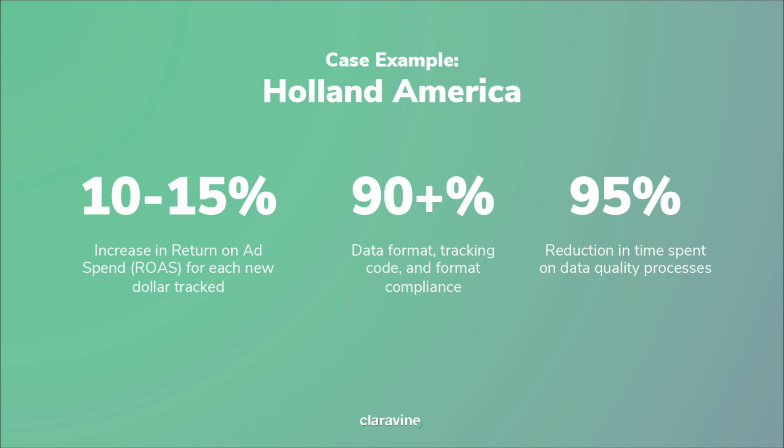And so what did that mean for them? A 10 to 15% increase on return on ad spend for each new dollar tracked. Over 90% of their campaigns matched the data format, had tracking codes in the proper format, and had standard naming conventions, which for their analytics team was a 95% reduction in time spent on data quality processing. So, reducing the time to actually have to go through and understand the data, do ETL before they could do their analysis.